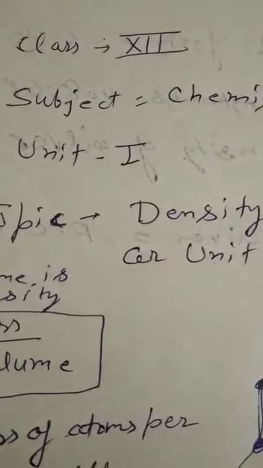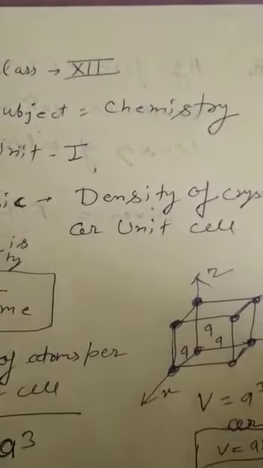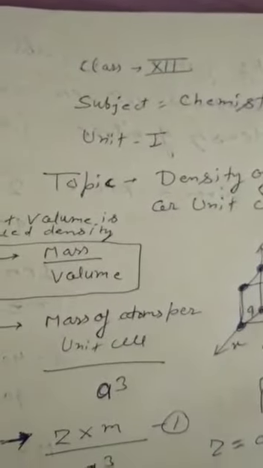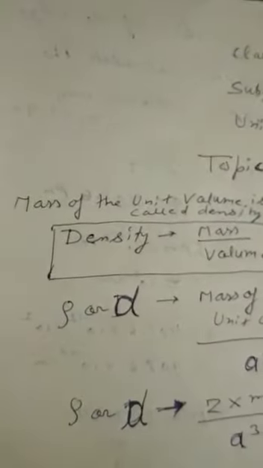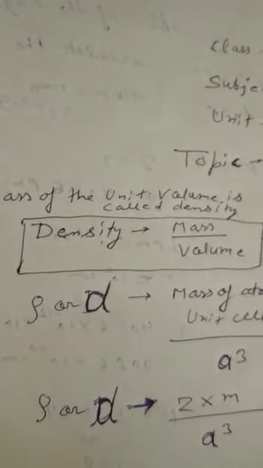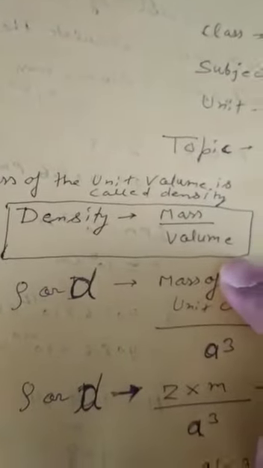Students, today our topic is density of crystal lattice or unit cell. Now, first thing, what is density? You all know that the mass of unit volume is called density. So, the general formula of the density is mass divided by volume.